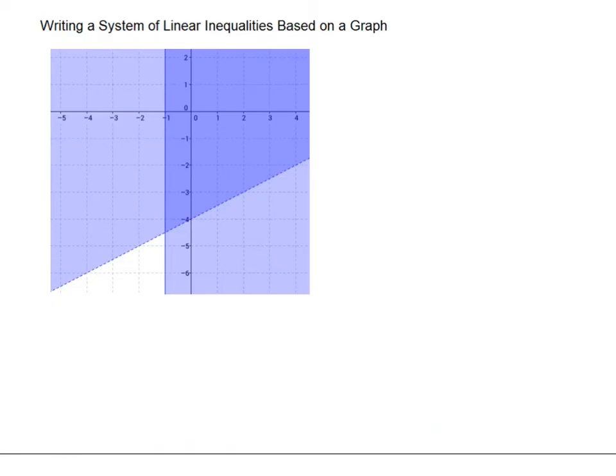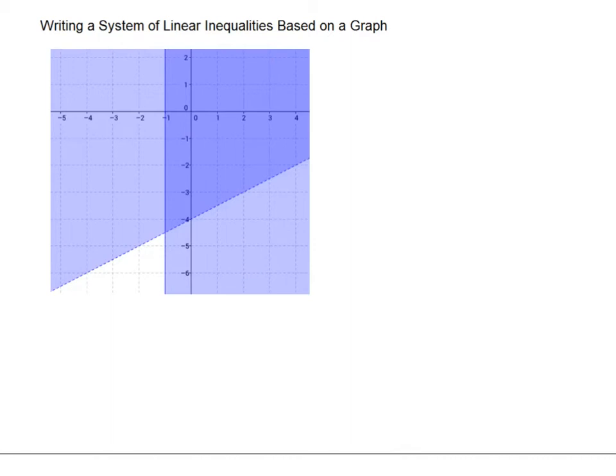Sometimes we are provided with a graph, and we can write a system of linear inequalities based on that graph. All we would have to do is establish the 2 or 3 or 4, however many boundary lines we have, and write an inequality for each one of those, making sure that we have the correct direction and type of inequality symbol. For this, it seems that I have 2 different boundary lines, this dotted one and this solid one, with this dark shaded region being my collection of solutions.